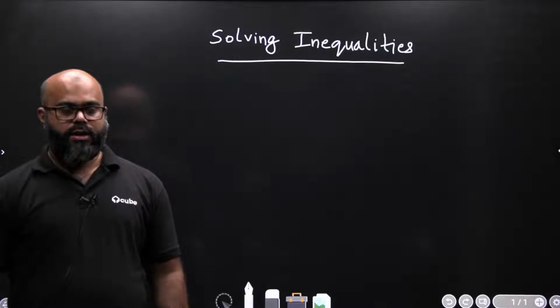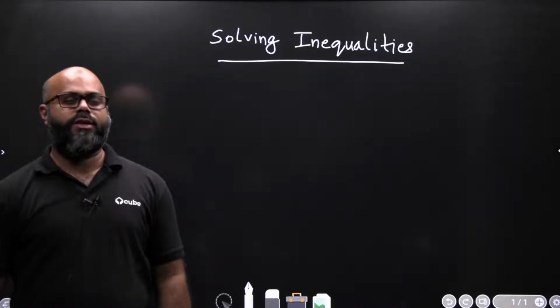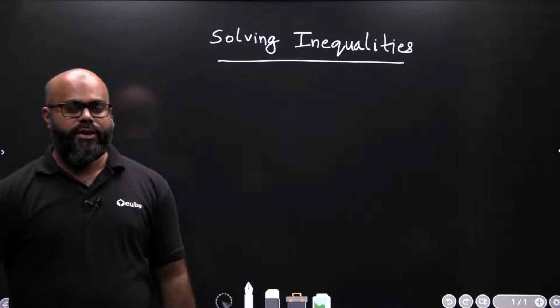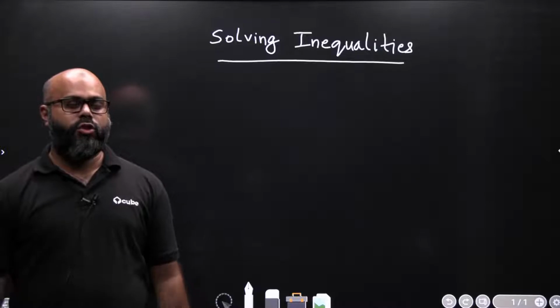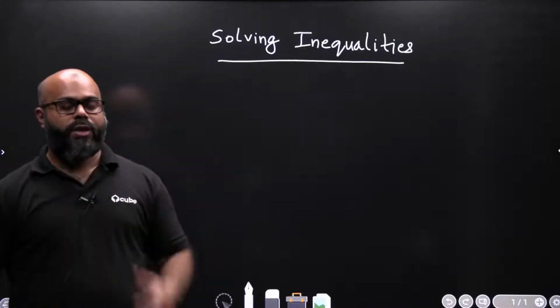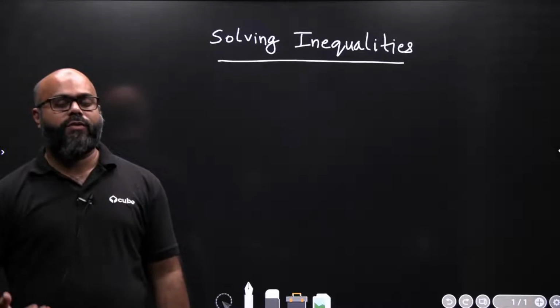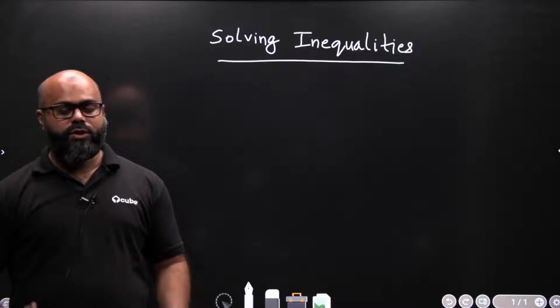Here we are again with the new session, and here we are talking about solving inequalities. There are a lot of inequalities which we come across in maths and in other subjects also, involving log, involving exponential, involving algebraic expressions, involving rational expressions. So there are some properties also. So how do we solve those inequalities?